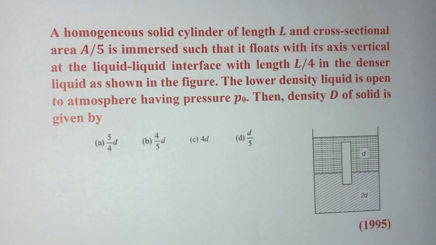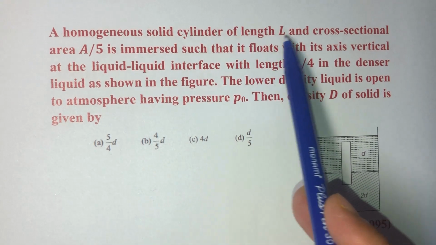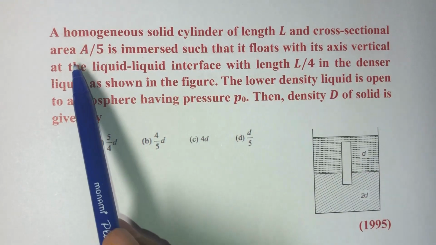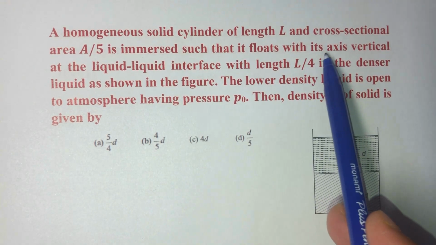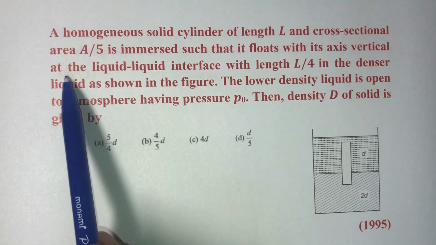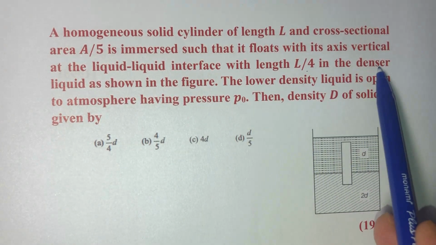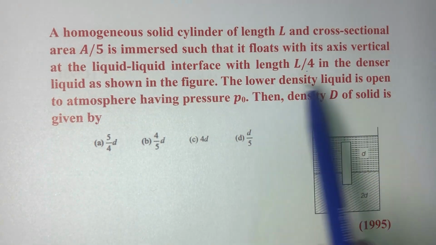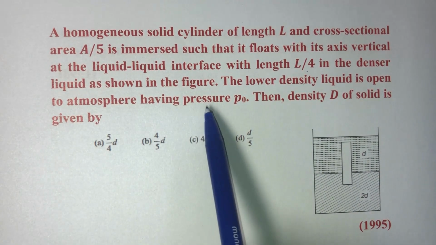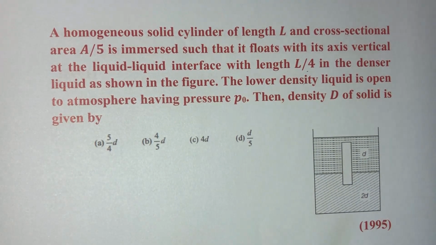Hello friends, today's question: a homogeneous solid cylinder of length L and cross-sectional area A/5 is immersed such that it floats with its axis vertical at the liquid-liquid interface with the length L/4 in the denser liquid, as shown in the figure. The lower density liquid is open to atmosphere where pressure is P0. Then the density D of the solid is given by.